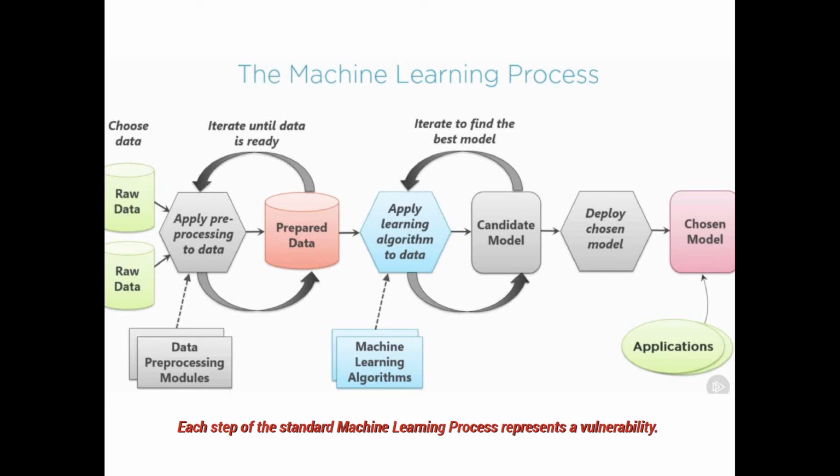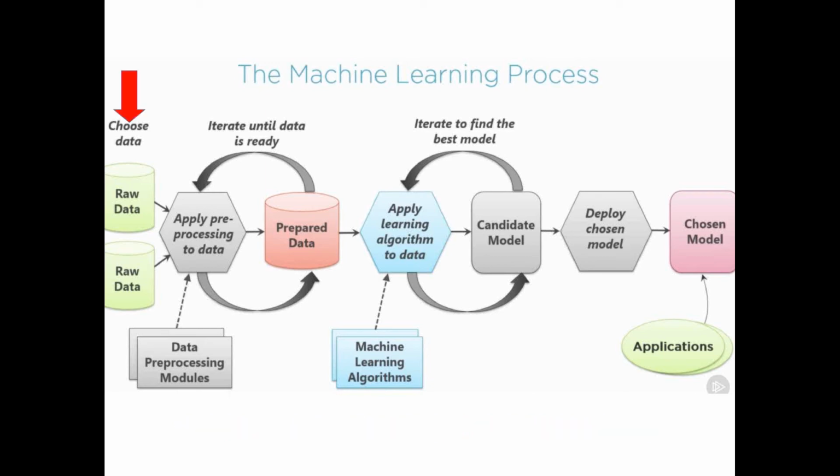Now, each one of these steps in the machine learning process represents a vulnerability. So, for example, choosing the data. One of the examples that I came across was that if you use any of these loyalty cards issued by stores, what they're trying to do is create profile patterns of your buying patterns and buying preferences so they can target you for advertising and that sort of thing.